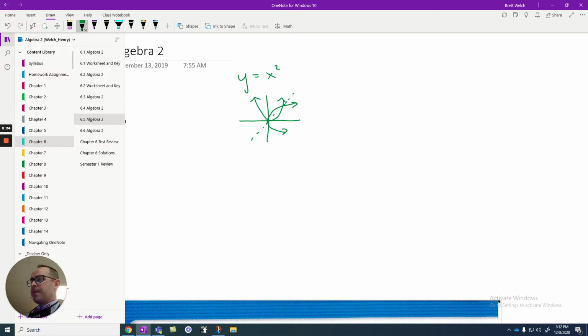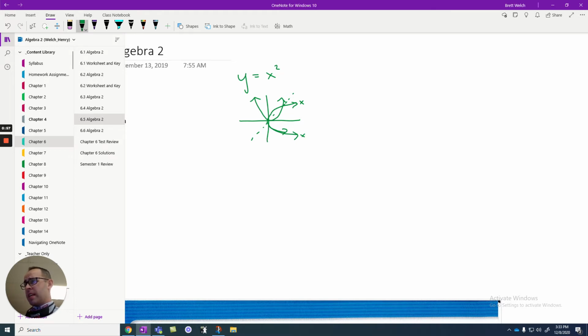Now, in the case of x squared, we end up with a problem here because we have the top half and the bottom half of this graph, and that's going to give us a non-function. So one of the first things we're going to do is acknowledge that we're only ever going to deal with either this part or this part. We're never going to do both at the same time.